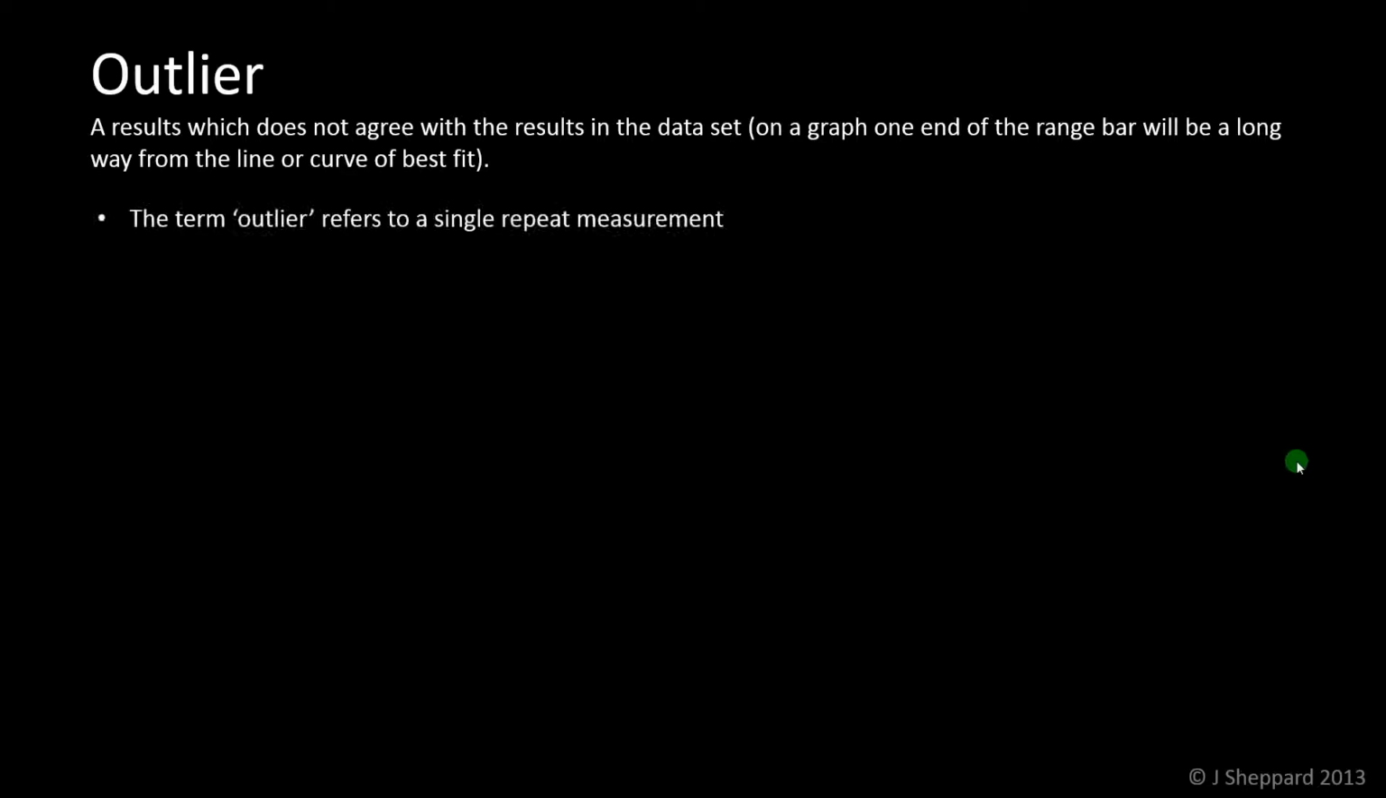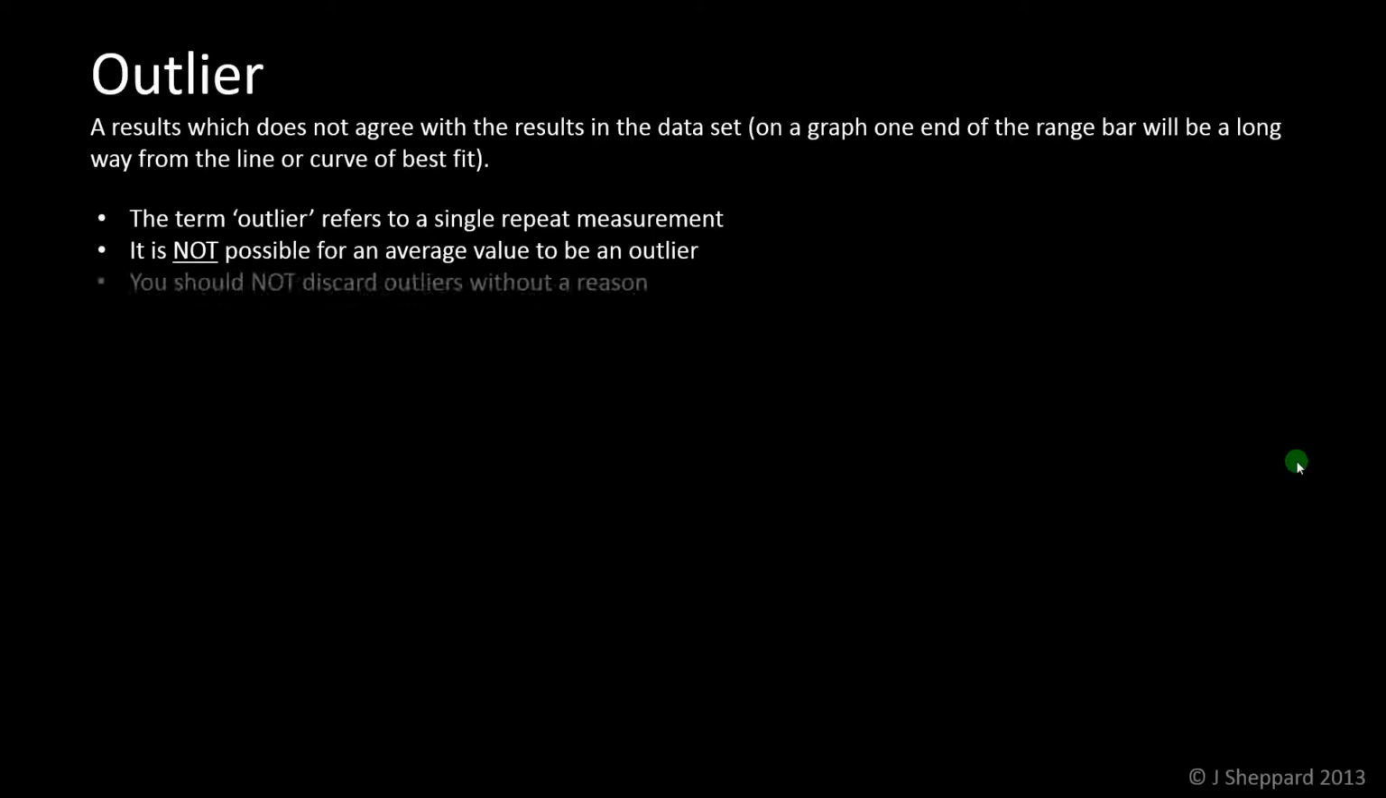Okay. Some important points to note. The word outlier has to refer to a single repeat measurement. It can never refer to an average value. So an average value can't be an outlier. It's the individual repeats that you've done that count as outliers. You shouldn't get rid of them without a reason. Okay, you shouldn't just throw outliers away because you don't like the look of them. If you do discard one, you have to have a very good reason for doing it.